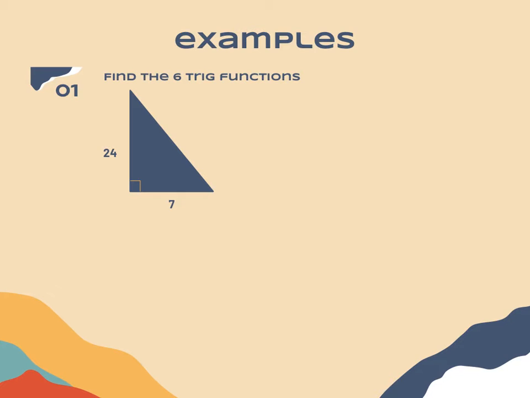7, 24, 25. If you don't know it, you've got to do 7 squared plus 24 squared equals c squared, and then you've got to solve it. Without a calculator, that's not going to be fun, so keep that in mind, okay? The triples are definitely going to help you.